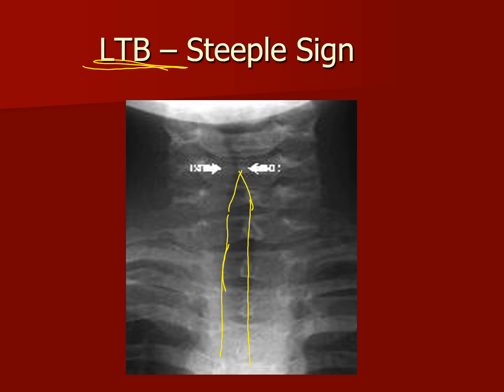So if I ask you what you might see on an x-ray for LTB or croup, you would say a steeple sign. They would also have stridor. They would need oxygen, right? It's caused by a virus or bacteria? Virus, right?